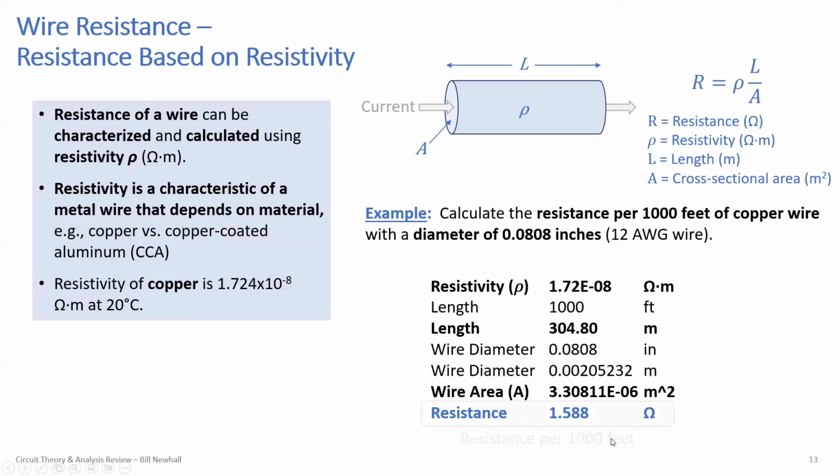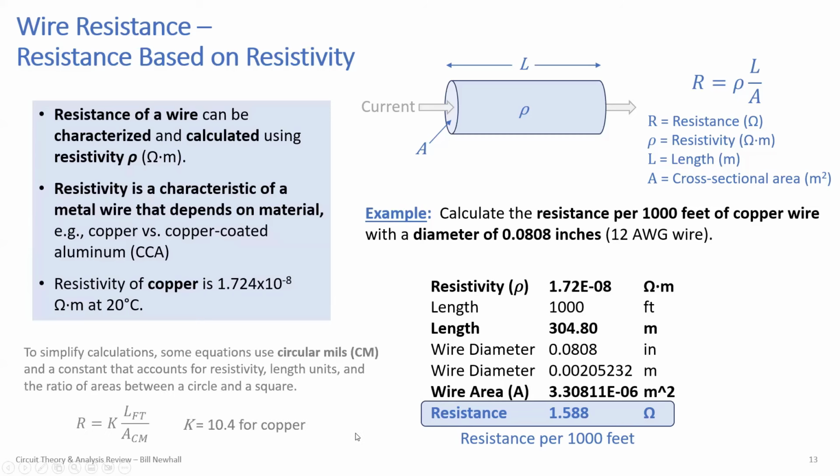So that's the resistance per 1,000 feet you can calculate for this wire, and then you can scale from there for your application. It's common to give wire resistance in ohms per 1,000 feet. So you don't have to use the property of the material. You can just look at the specification for the wire.